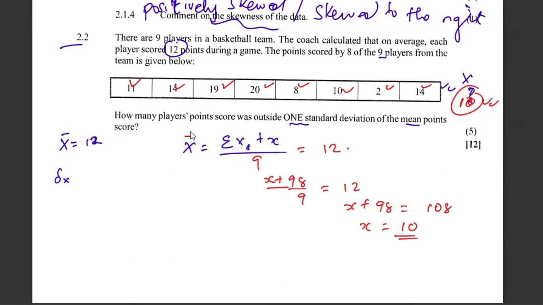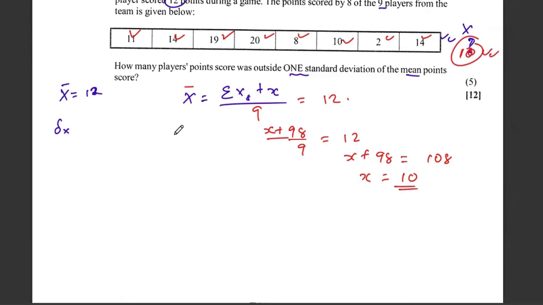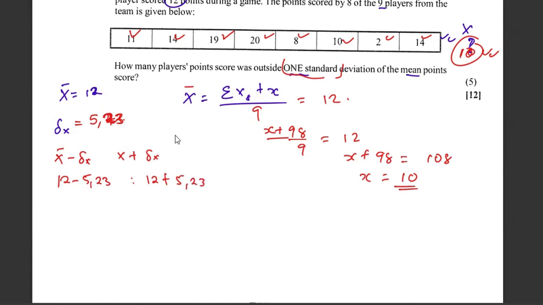Now, after obtaining the last score as 10, I have to punch this into my calculator and determine the standard deviation. Okay, so with 11, 14, 19, 20, and all of that, my standard deviation is 5.23. Then for me to get the interval of one standard deviation, it's going to be mean minus standard deviation, and then mean plus standard deviation. So it's 12 minus 5.23, and then 12 plus 5.23. What does this give me? 6.77. This gives me 17.23.